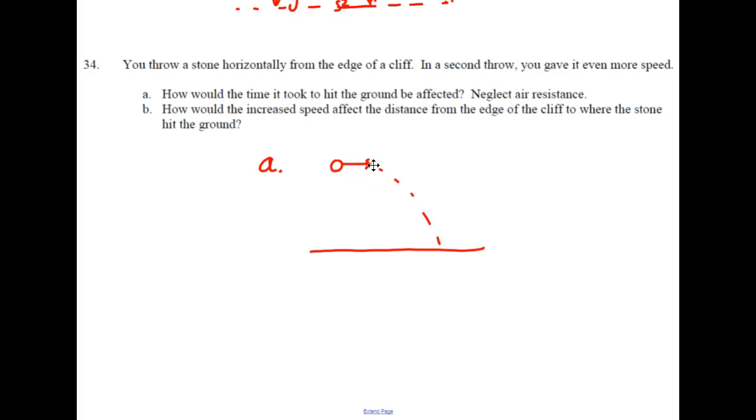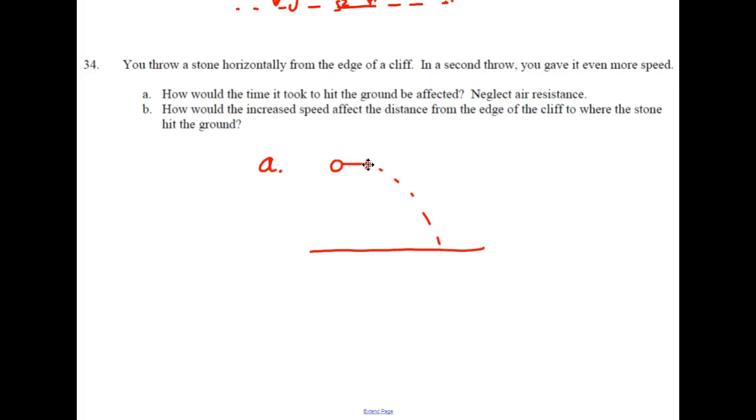stone horizontally, that this stone, no matter how fast you throw it horizontally, is going to be the same as it being dropped, which is no initial velocity horizontally. So the time to hit the ground would not be affected. It would be the same no matter how fast you threw it or drop it.